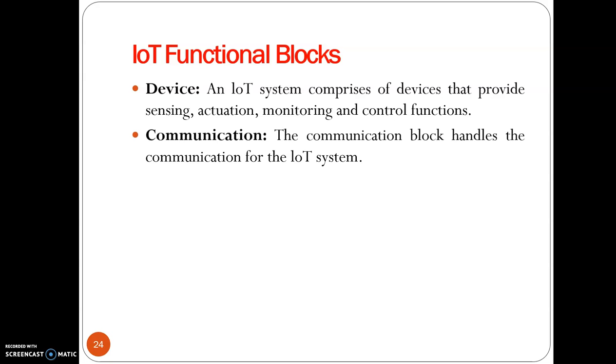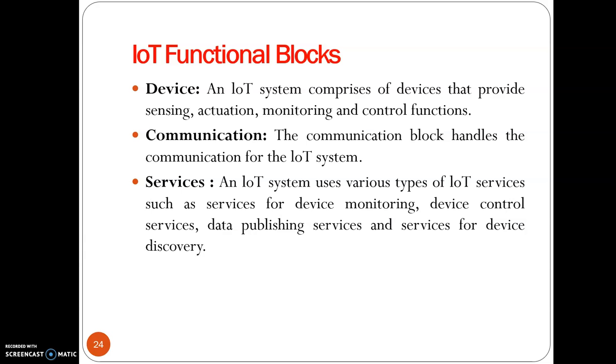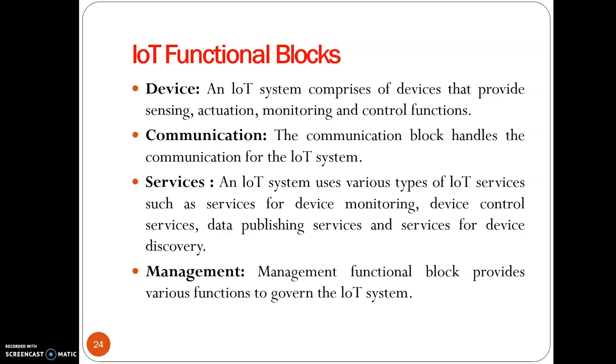Next is the communication block. The communication block handles the communication of the IoT system. Services. An IoT system uses various types of IoT services such as services for device monitoring, device control services, data publishing services, and services for device discovery. Management. The management functional block provides various functions to govern the IoT system.